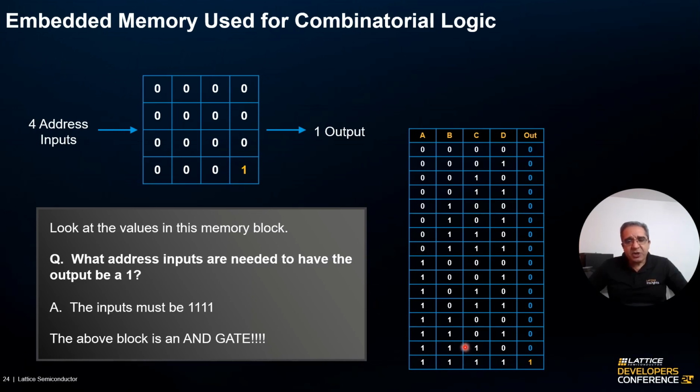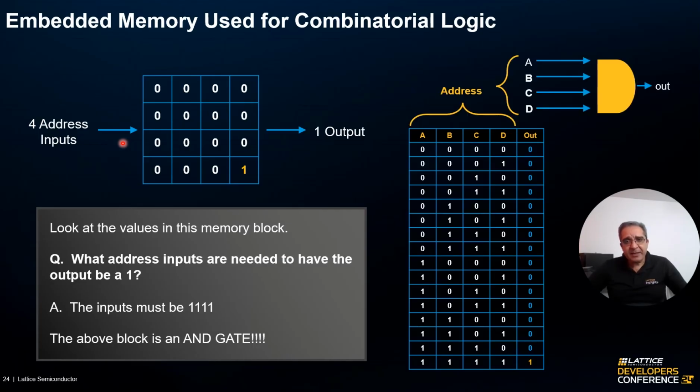So if we consider these 4 address inputs as logic inputs, we just built an AND gate. We just emulated an AND gate using the memory location. This is very important. That's how all the logic in the FPGA is built. The combinatorial logic is all using this principle.